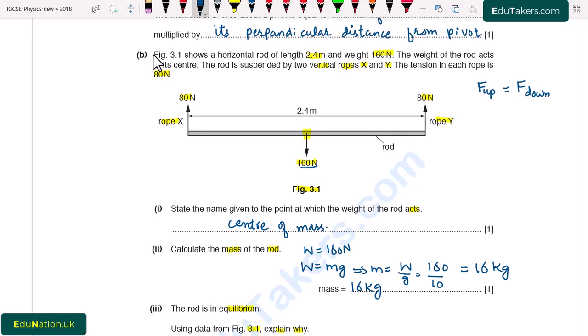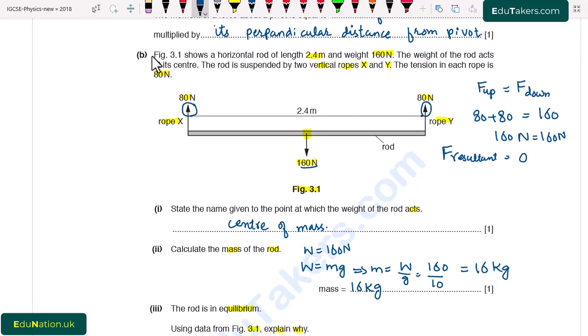Here two forces are acting in upward direction, that is this one and this one. It is 80 Newton and the second one is also 80. It will be equal to 160 acting in downward direction. So that 160 Newton will be equal to 160 Newton, and when we find out the resultant force, it will be the difference of upward forces and downward forces, so it comes to be 0.